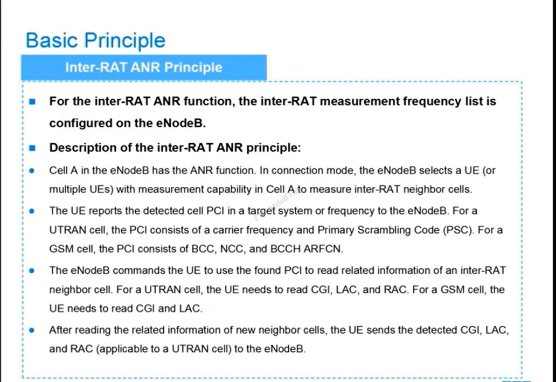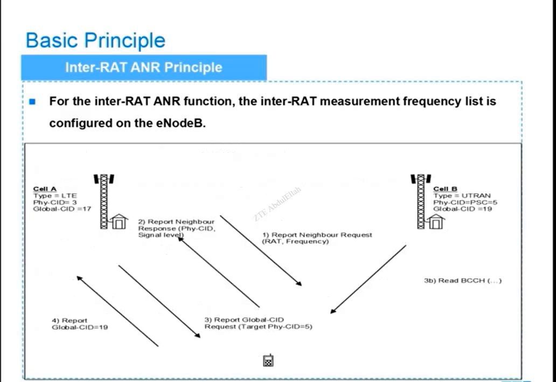After reading the related information of the new neighbor cells, the UE sends the detected information to the eNodeB. The whole procedure is similar to the inter-RAT one. This picture shows the basic procedures.